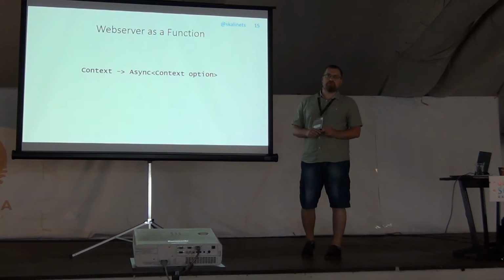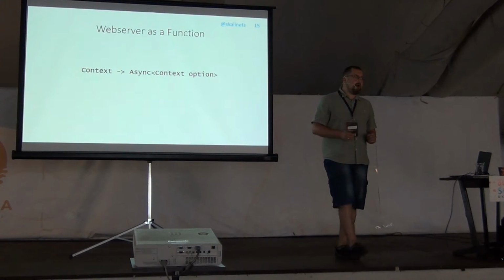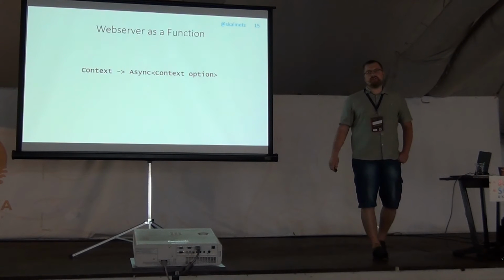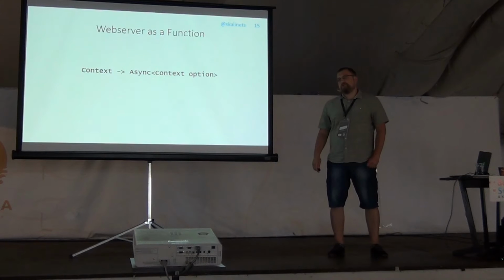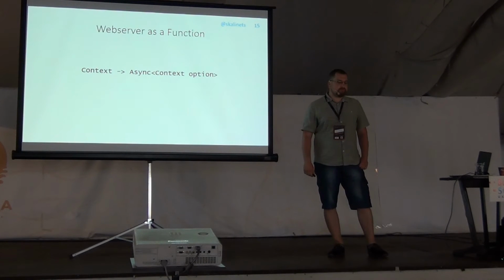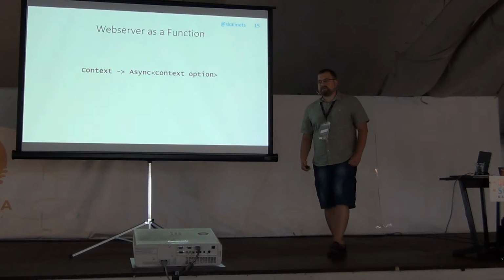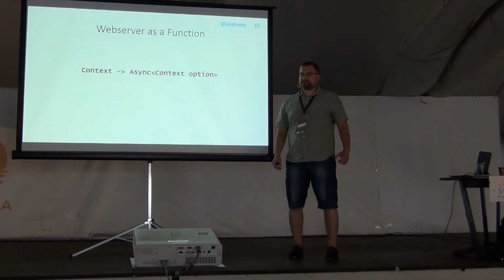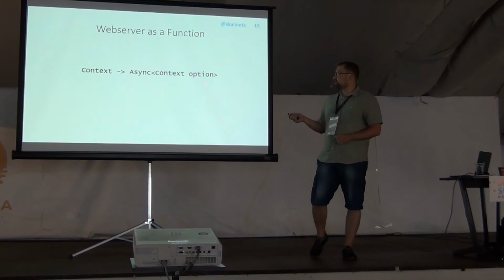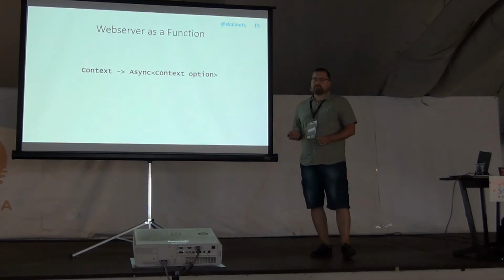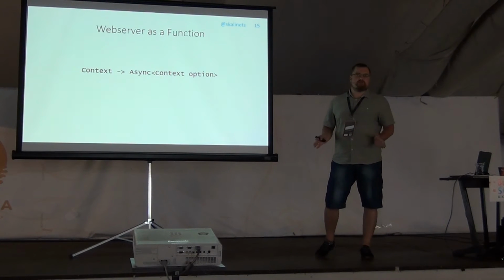F# usually does not allow nulls. As you may know, null is one of the biggest mistakes in the software industry. And that's why most functional languages, and F# as well, don't allow returning nulls. However, there should be some concept to express the missing value. And here, this concept is an option. So context option means that either there is some context or there is nothing.